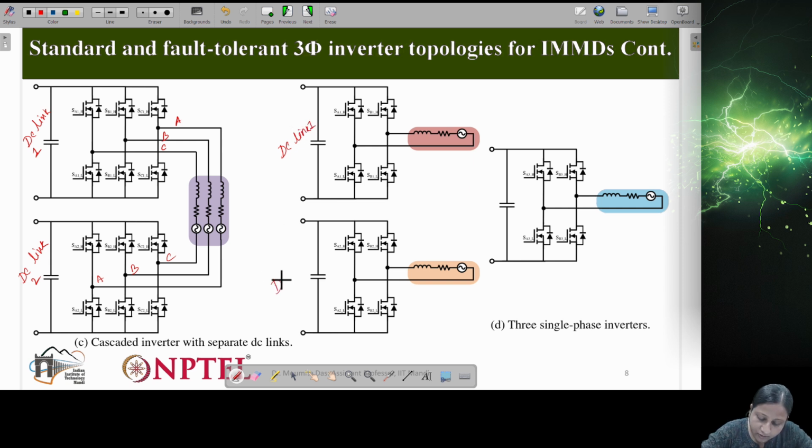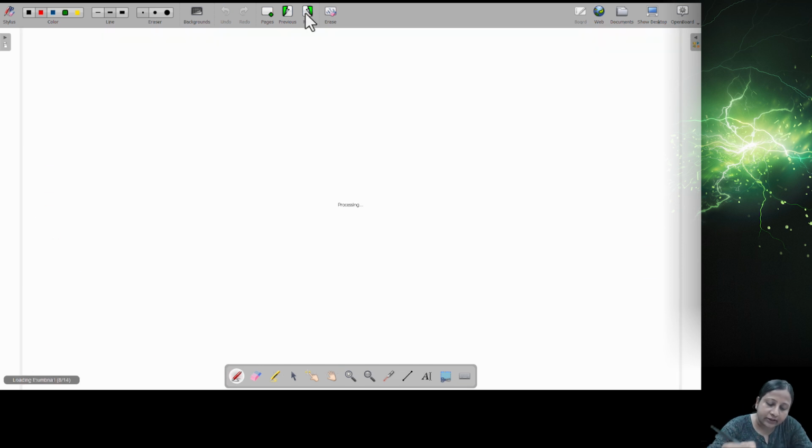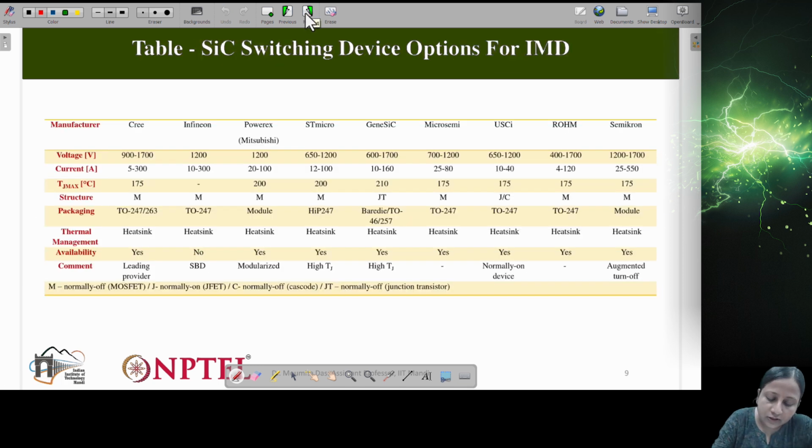So DC link 1, DC link 2, DC link 3. So you can see here there are these converter configurations. They are not very different from the conventional converter configuration, but the way these phases are connected will help the converter to protect during faulty operations. So it is a fault tolerant kind of converter, right? This kind of converter can be used for integrated motor drive applications.